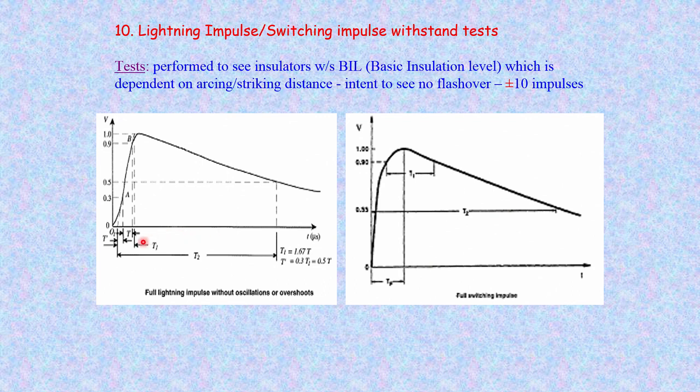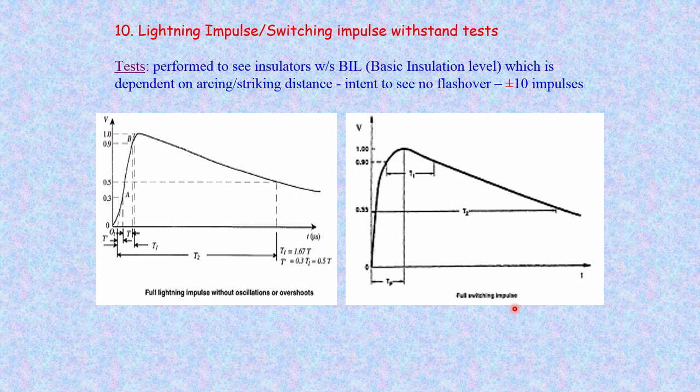Lightning impulse, again I will be repeating here, is of a duration of 1.2 by 50 microseconds, that is, the front time is 1.2 microseconds and the tail time is 50 microseconds. For switching, the front time is 250 microseconds and the tail time is 2500 microseconds. These lightning impulses or lightning surges simulate natural lightning, and the switching impulses or switching surges simulate conditions like closing or opening of the circuit breaker, or the switching actions which normally happen in the power system network.